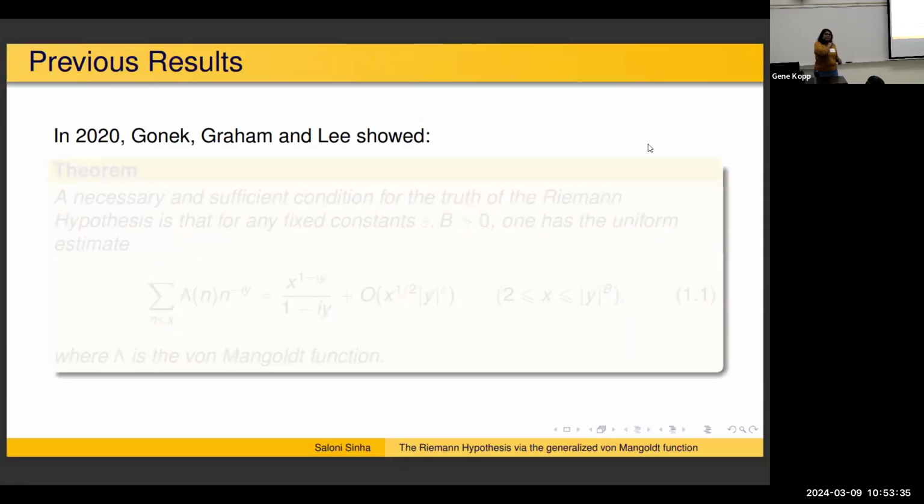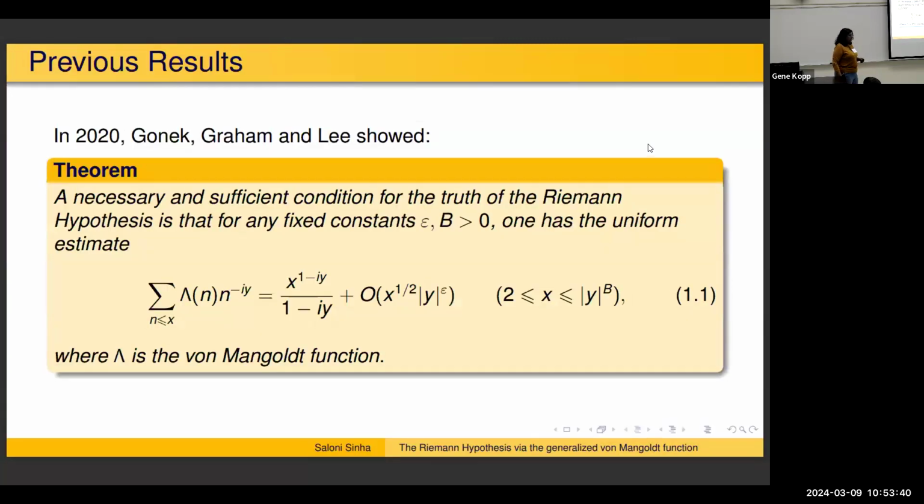Okay, so our result is based on a result proved by Gonek, Graham, and Lee in 2020. This is sort of an intermediate result in their paper. Basically, they say that a necessary and sufficient condition for the truth of the Riemann hypothesis is that, for any fixed constants epsilon and b bigger than 0, we have a uniform estimate for the twisted partial sum of the von Mangoldt function. By twist, I mean this n to the minus iy term. You just sort of rotate on a circle.